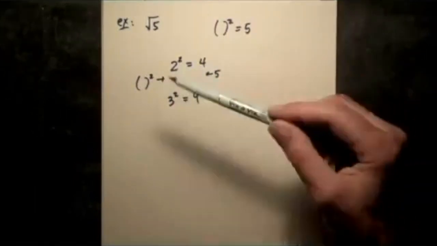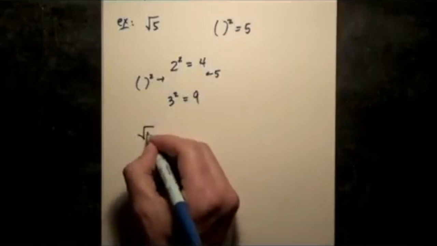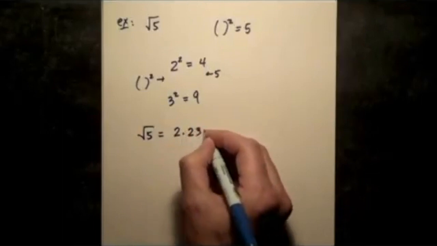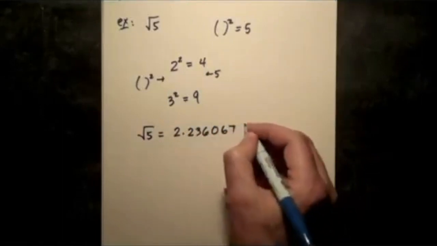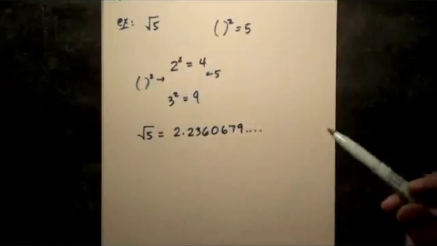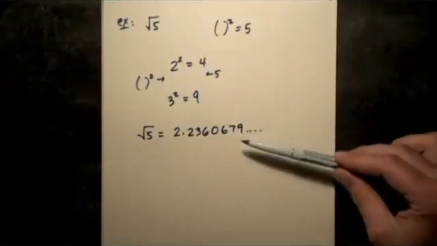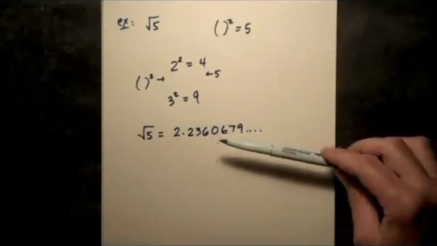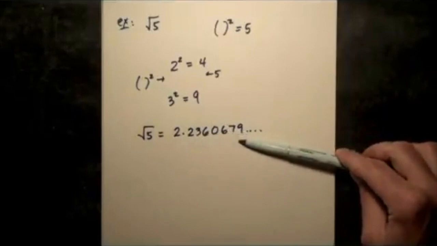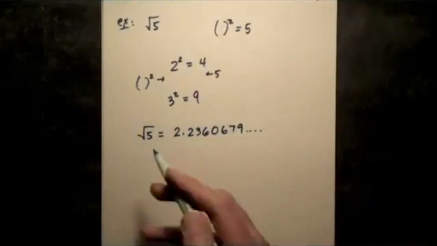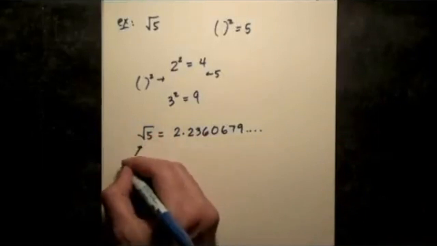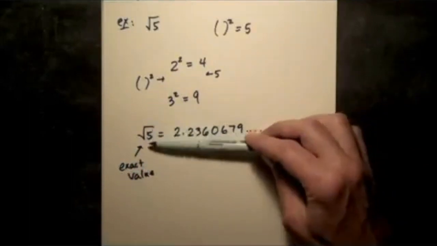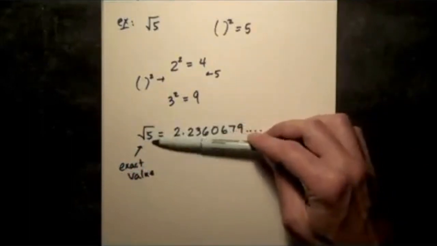And you could take this further, but let's look at what a calculator would give us. The square root of 5 is 2.2360679, and this decimal keeps going on forever with no repeating pattern. It's a nice example of an irrational number. So you can't write it exactly using decimal. The only way we can represent the exact value is to use this square root symbol. And we'll learn in later videos how to simplify the square roots of numbers that are not perfect squares.